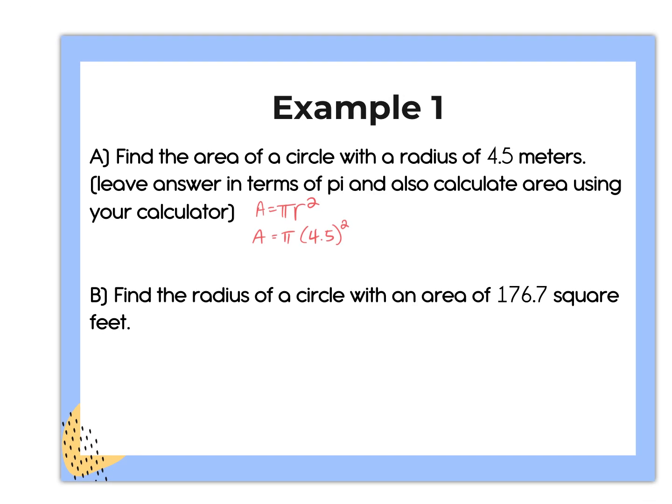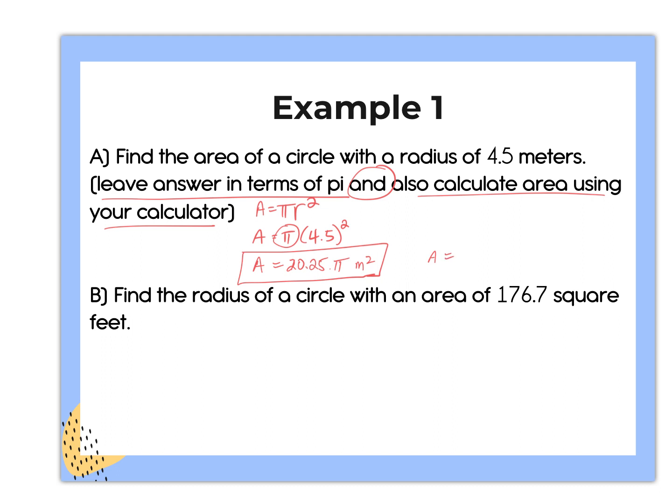What I want to be careful about is what terms I use. Do I leave it in terms of pi? Do I use 3.14 for pi? Or do I do it with my calculator, meaning that I actually hit the pi button on the calculator? So here it says, leave the answer in terms of pi and also calculate the area using the calculator. So in terms of pi, I'm just going to square 4.5. I'm going to get 20.25 pi. This is my answer, and it's meters squared because area is always in units squared. That's my answer in terms of pi.